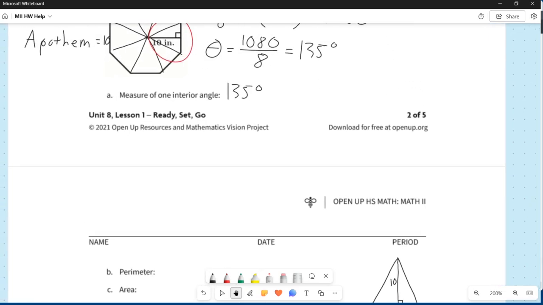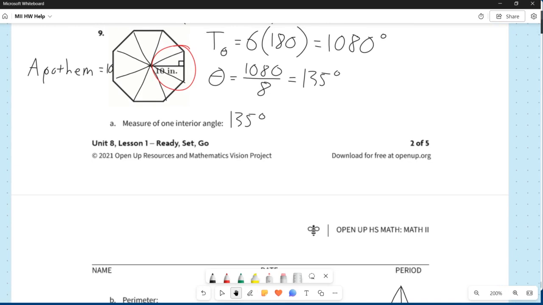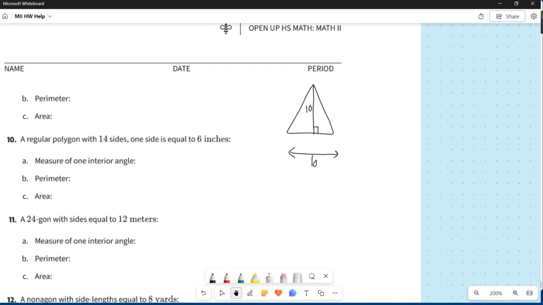Notice that for part A, we were told that the measure of one interior angle was 135 degrees. And that is this angle right here, 135. And the line that we drew bisects that angle. So what that means is one of our angles in the triangle is going to be half of 135. Half of 135 is 67.5 degrees. So that base angle for this isosceles triangle, it's isosceles because those are the same, is 67.5.